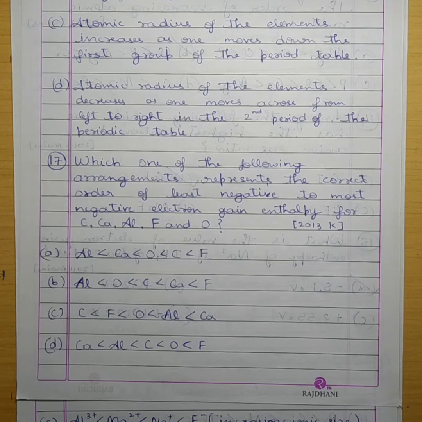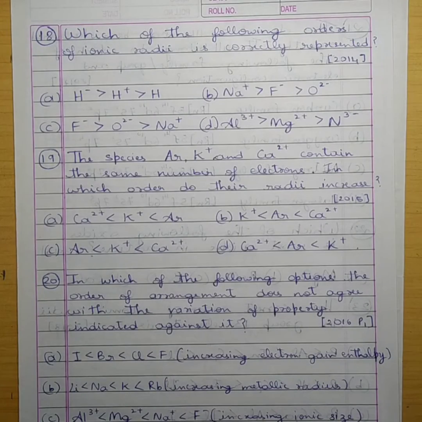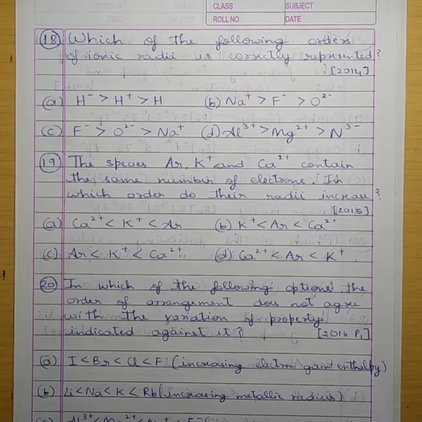Electron gain enthalpy becomes less negative from top to bottom in a group, while it becomes more negative from left to right within a period. So the correct option is option D. 18. Which one of the following orders of ionic radii is correctly represented?